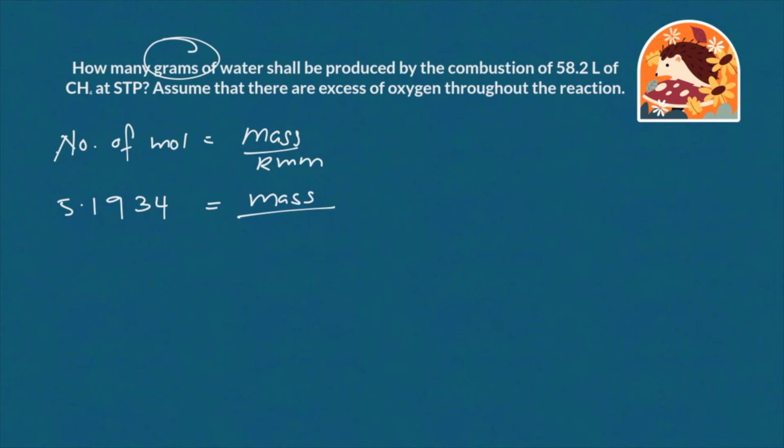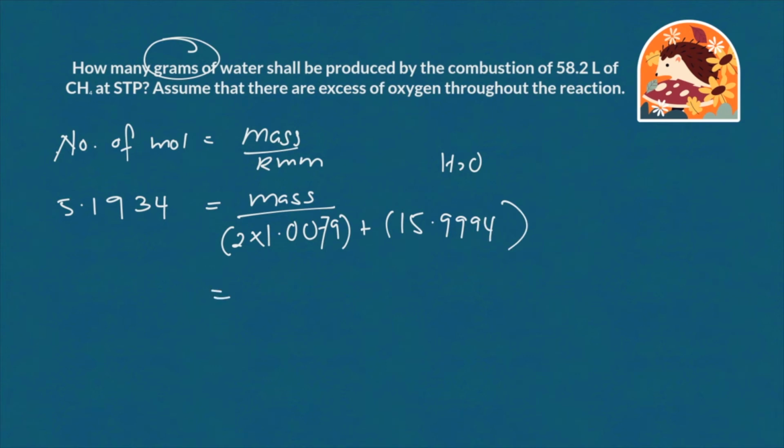So the RMM that we are talking about is the RMM for water, which is H2O. So H2O means that you have 2 atoms of hydrogen. So 2 times hydrogen, 1.0079, plus oxygen, which is 15.9994. So you should be able to get your mass equivalent to 93.5601 gram. So this is the final answer for the third question.